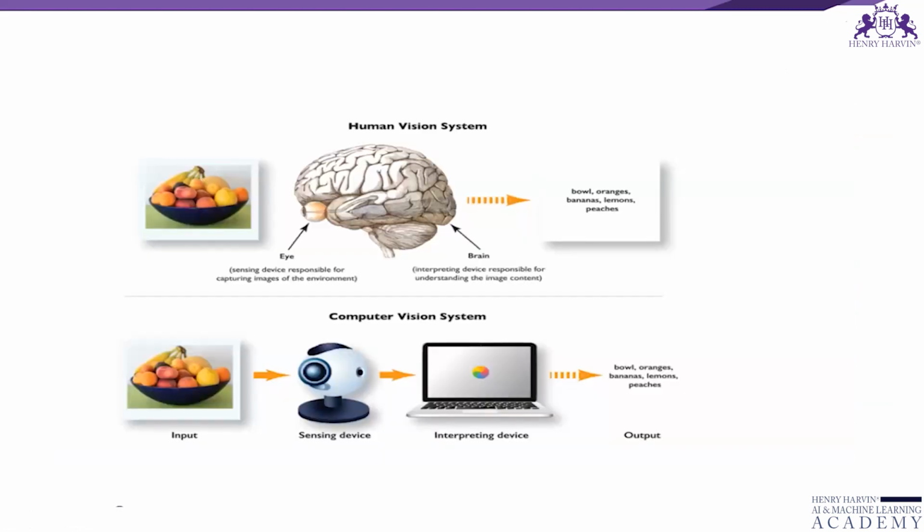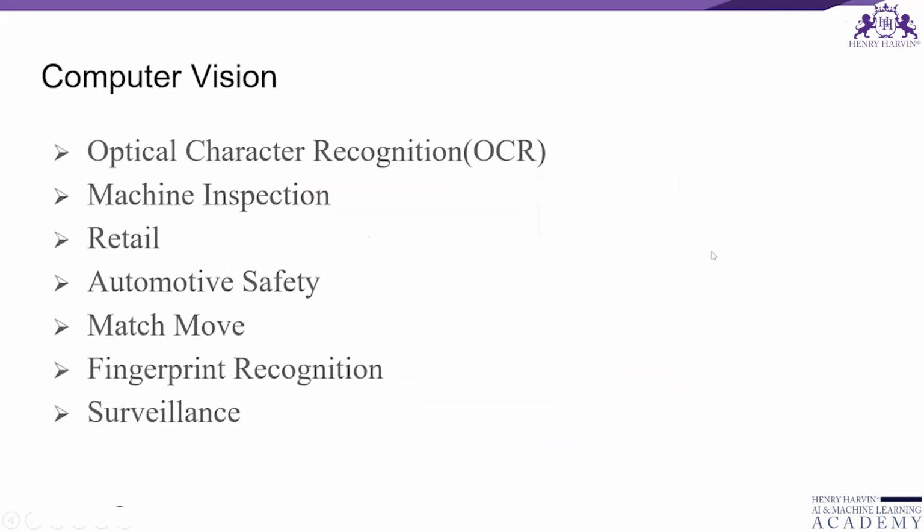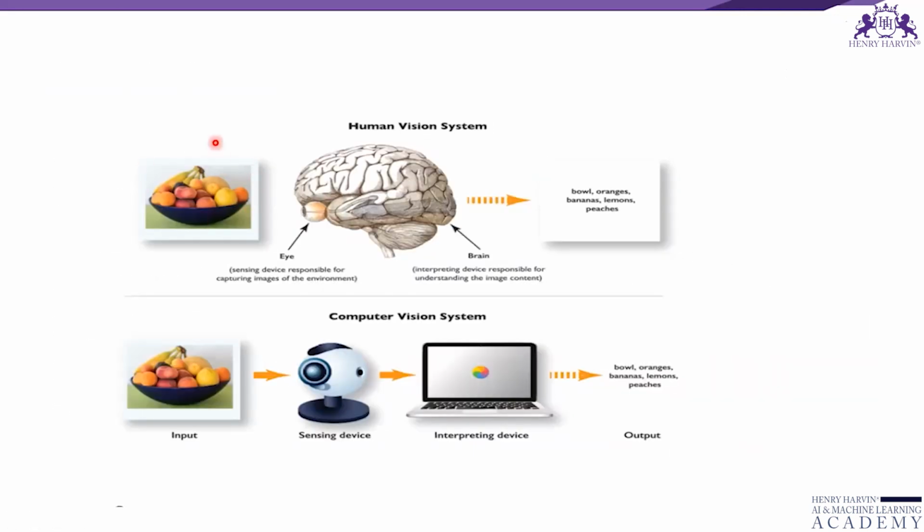Now look at this. Here you can see a basket of fruits, right? This is a human vision system. Here is the eye and the brain. The eye is the sensing device responsible for capturing images of the environment, and the brain is the interpreting device responsible for understanding the image content.